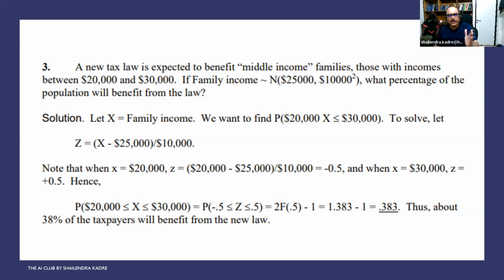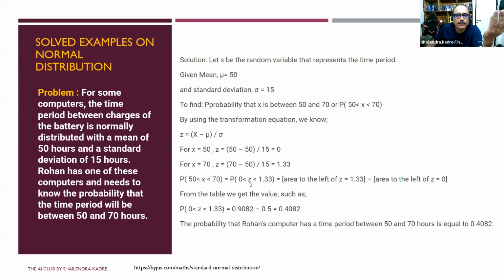For Z equal to 0.5, the cumulative probability is 0.69. For Z equal to minus 0.5, the cumulative probability is approximately 0.38, right? So 0.69 minus 0.38, approximately we are getting the answer as 0.383. We got the answer here. Okay. So that's how we are using the Z table, using normal distribution, to solve useful problems. We have done that. 3 useful problems we solved and all are practical, real life problems.